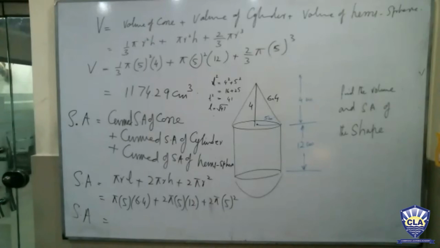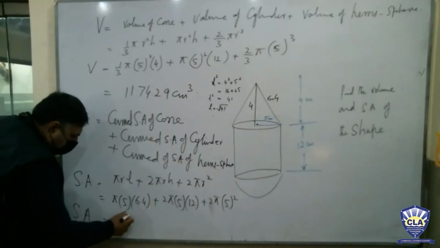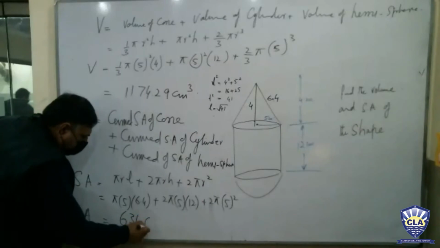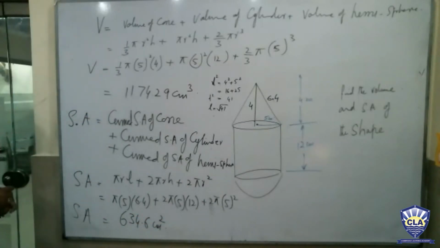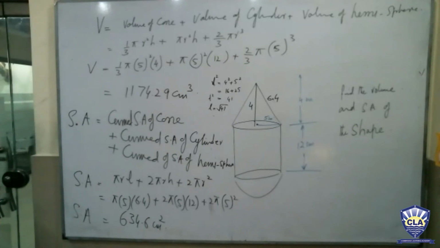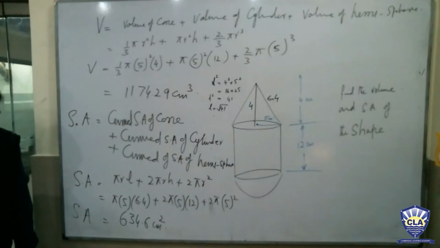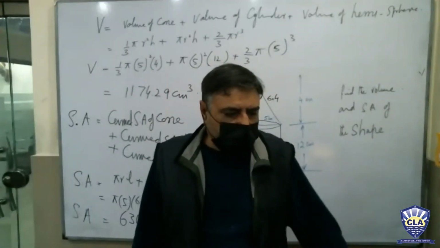Sir, 634.6. 634.6 centimeter square is the surface area. Only one student was able to calculate. 634.6. Take pi as 3.142.